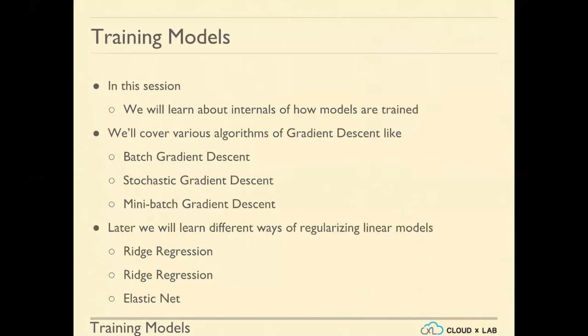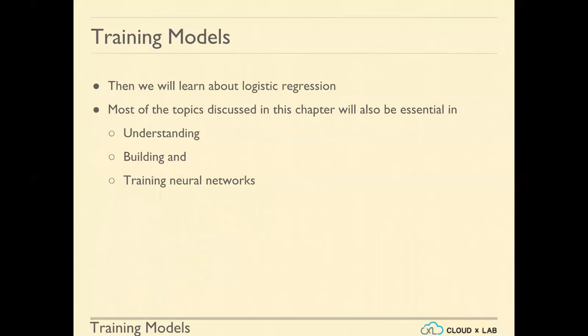In this session, we are going to learn the internals of how models are trained. We'll cover the various variants of gradient descent: batch gradient descent, stochastic, and mini batch. Later, we will learn different ways of regularizing linear models, such as ridge regression, elastic net, and so on. Then we will learn about logistic regression, and most of the topics discussed in the chapter will also be essential in neural nets.